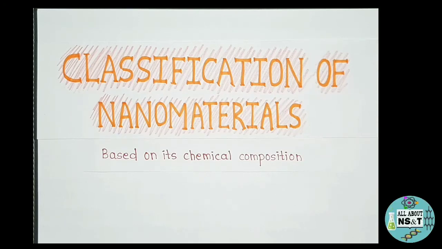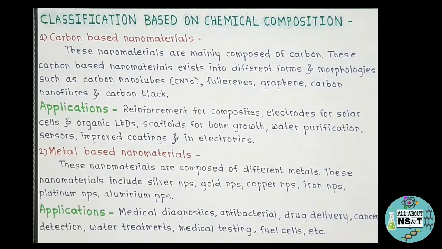So we are dealing with the classification of nanomaterials from our last video. And also in our previous two videos, we learnt about the classification of nanomaterials based on its origin and dimensions. Further, we can also classify these nanomaterials based on its chemical composition. So to know how, let's start with today's video. Based on its chemical composition, nanomaterials can be classified into various types, each of which is explained below. So let's have a look at them one by one.